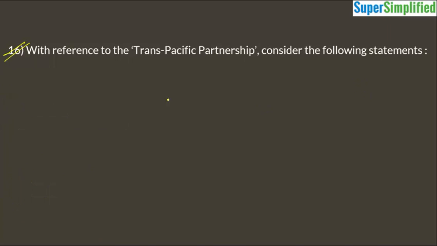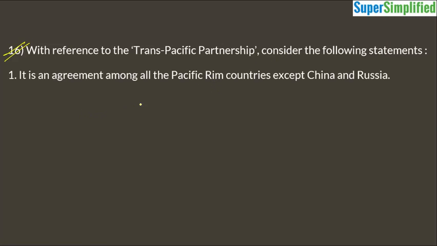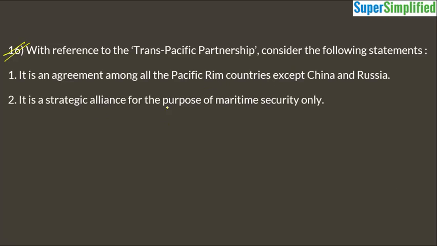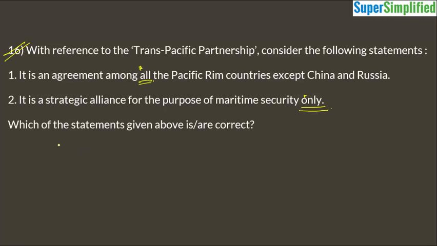Question number 16. With reference to Trans-Pacific Partnership (TPP), consider the following statements. 1. It is an agreement among all the Pacific Rim countries except China and Russia. 2. It is a strategic alliance for the purpose of maritime security only. Even if you don't know about this, you can still answer this question. I'll tell you why. Because the statements where you find these words only and all are always doubtful statements. So let's see which is the correct answer.